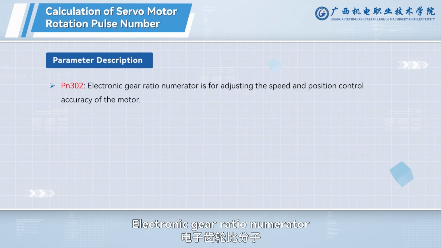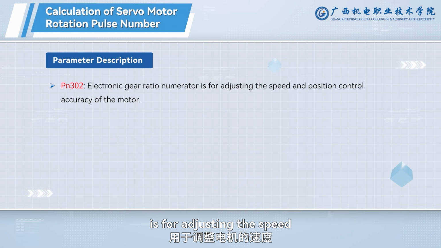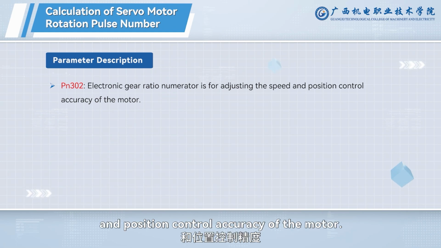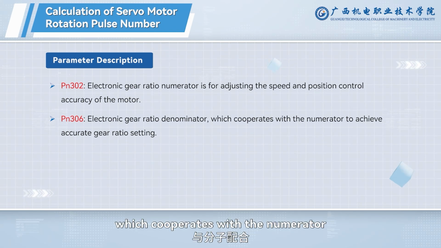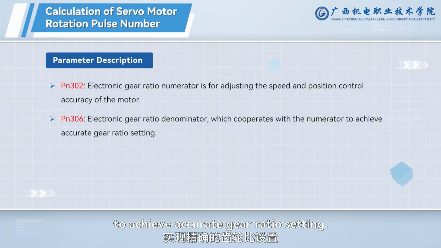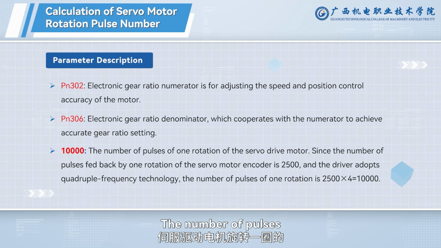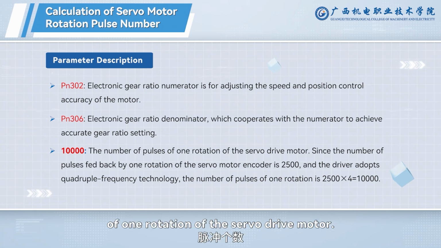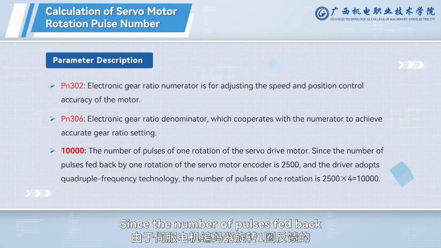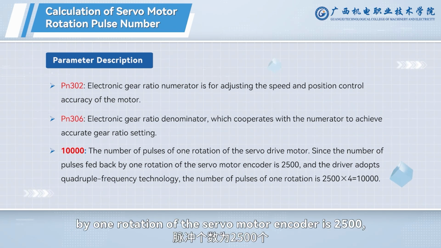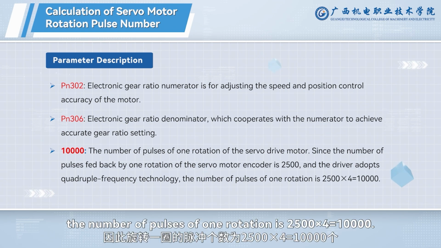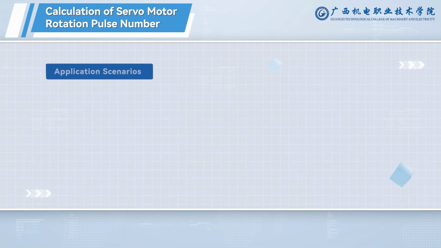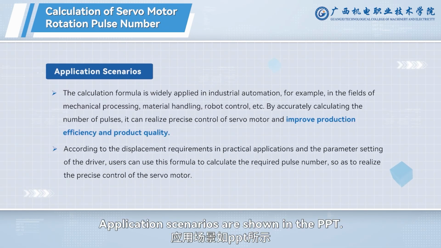PN302. Electronic gear ratio numerator, for adjusting the speed and position control accuracy of the motor. PN306. Electronic gear ratio denominator, which cooperates with the numerator to achieve accurate gear ratio setting. 10,000. The number of pulses of one rotation of the servo drive motor. Since the number of pulses fed back by one rotation of the servo motor encoder is 2,500, and the driver adopts quadruple frequency technology, the number of pulses of one rotation is 2,500 times 4, equal to 10,000. Application scenarios are shown in the PPT.